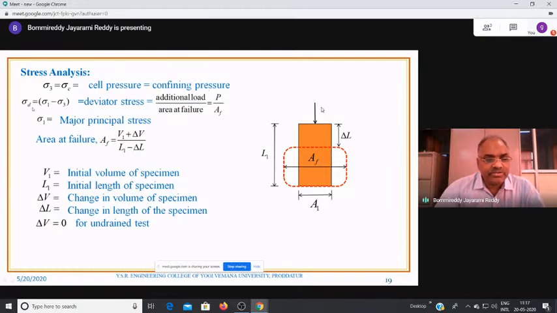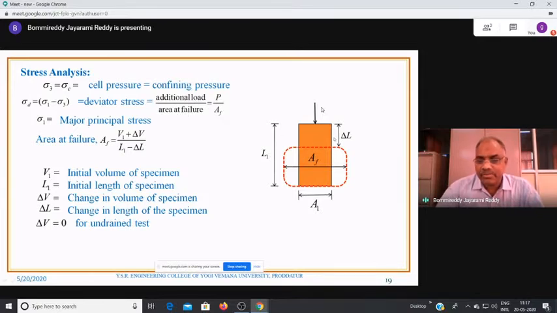And sigma D is called the deviator stress. Deviator stress means sigma 1 minus sigma 3. Sigma 1 is the major principal stress, sigma 3 is the minor principal stress. And deviator stress means additional load divided by area at failure.